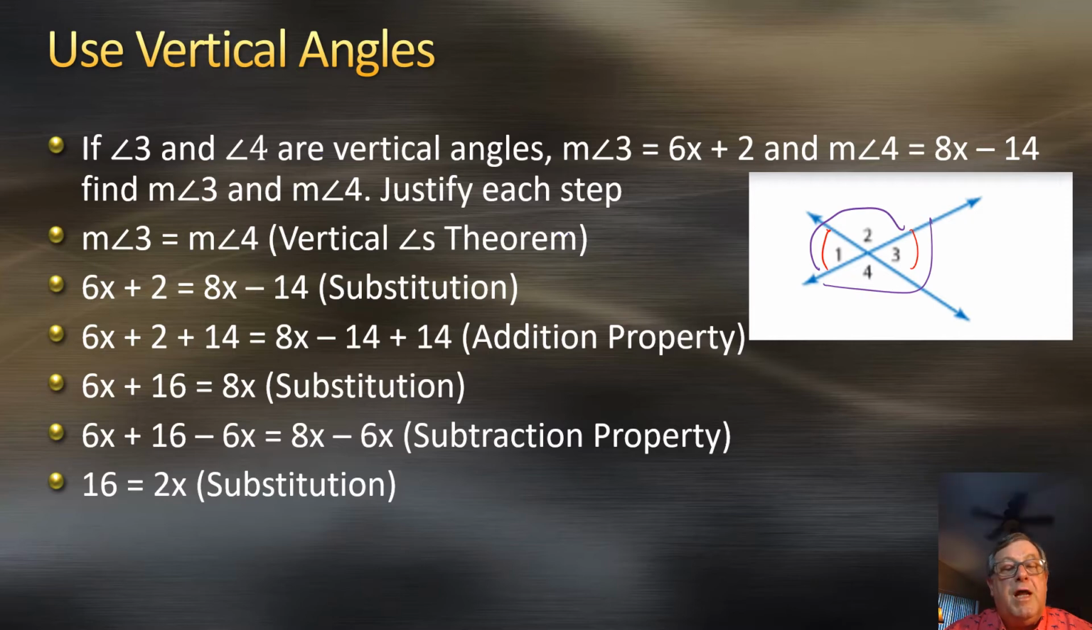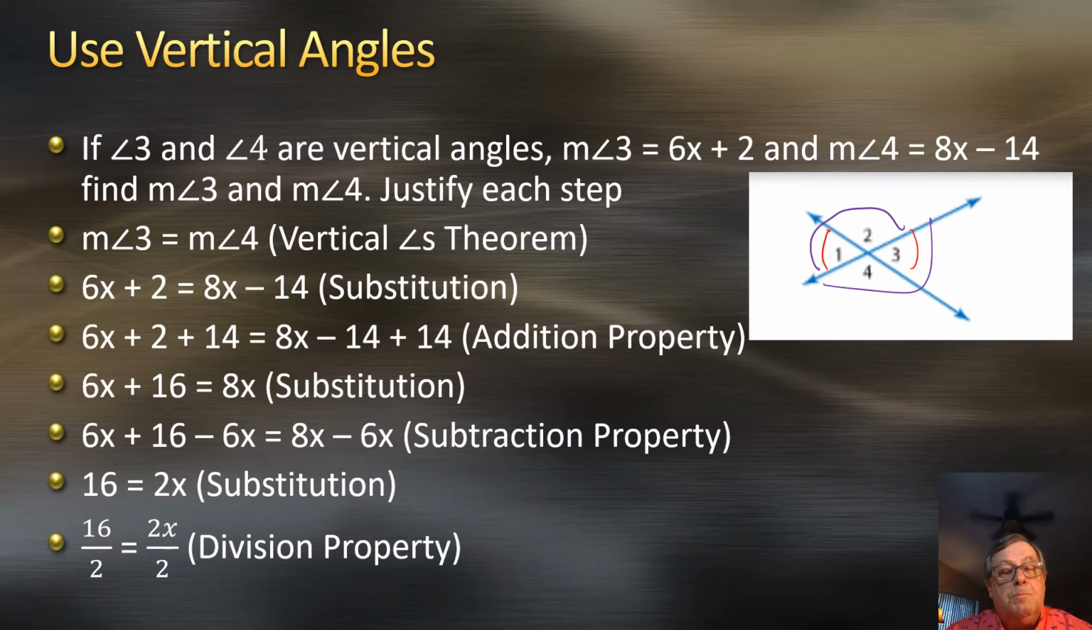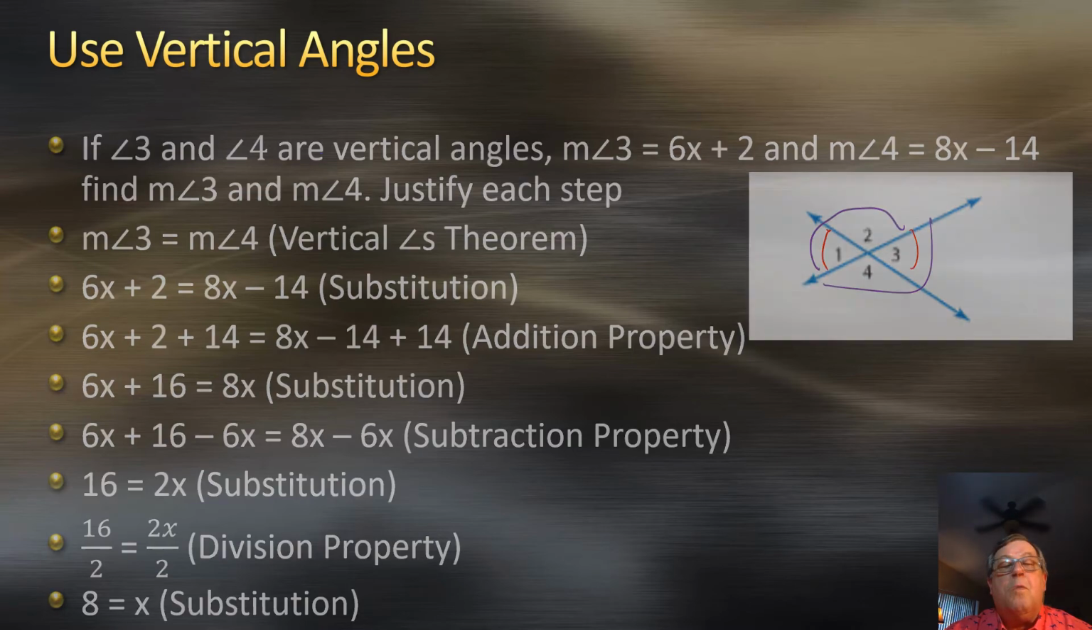Guess what we're going to do next? We're going to use the division property and divide both sides of this equation by 2. Division property. And again, my old friend substitution's coming back up, and we're going to determine that 8 is equal to x, substitution property. Let's move ahead to the next slide, and let's actually find the measures of angles 3 and 4.